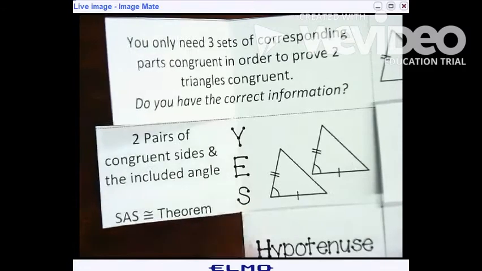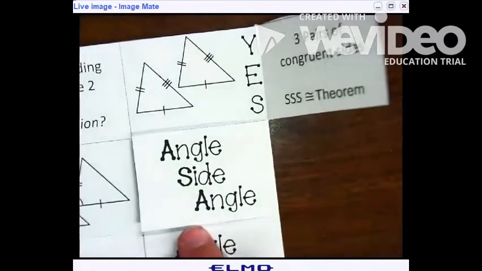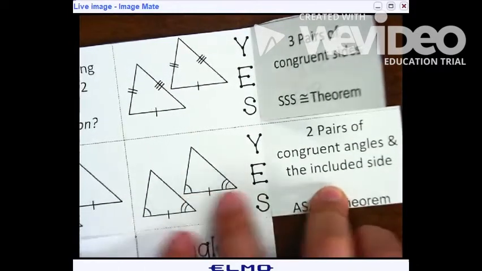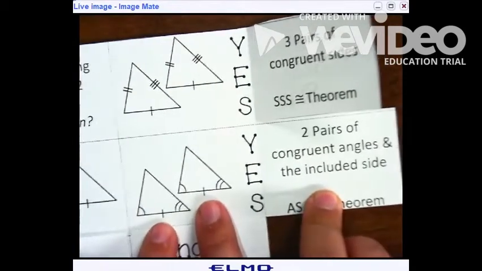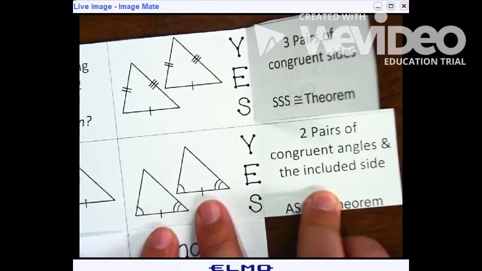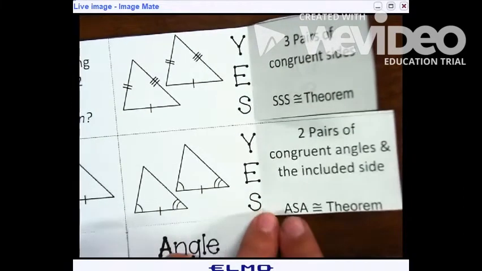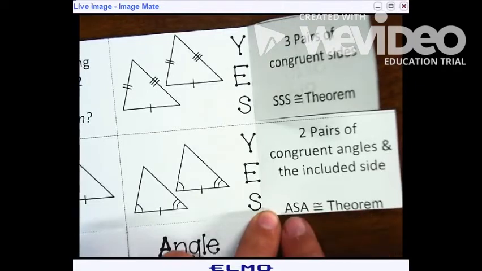What if we have it the other way around? What if we have 2 angles and a side in between those 2 angles? So angle, side, angle. We have 2 angles and the side that is included in those 2 angles. And yes, this will also prove congruence. This is the angle-side-angle congruence theorem, or ASA congruence, because the side is in between the 2 angles.